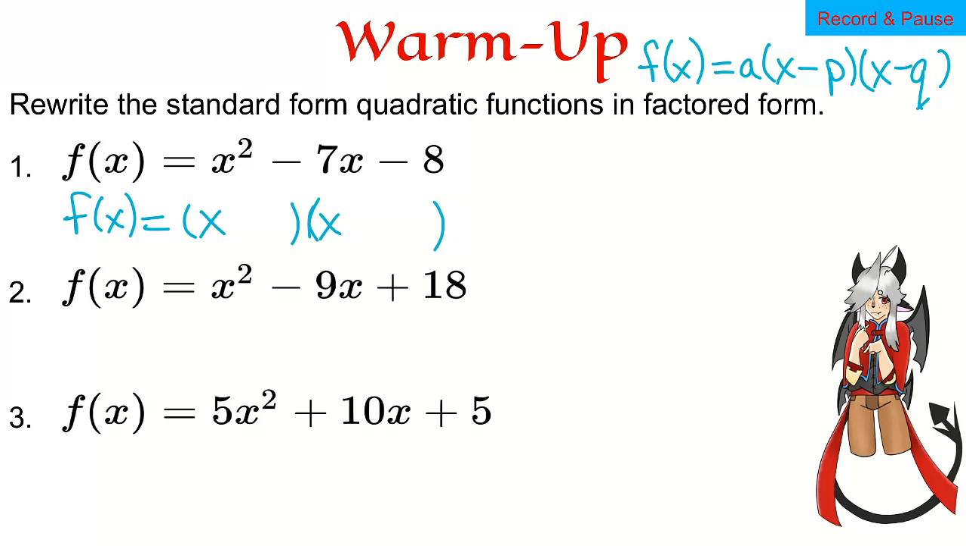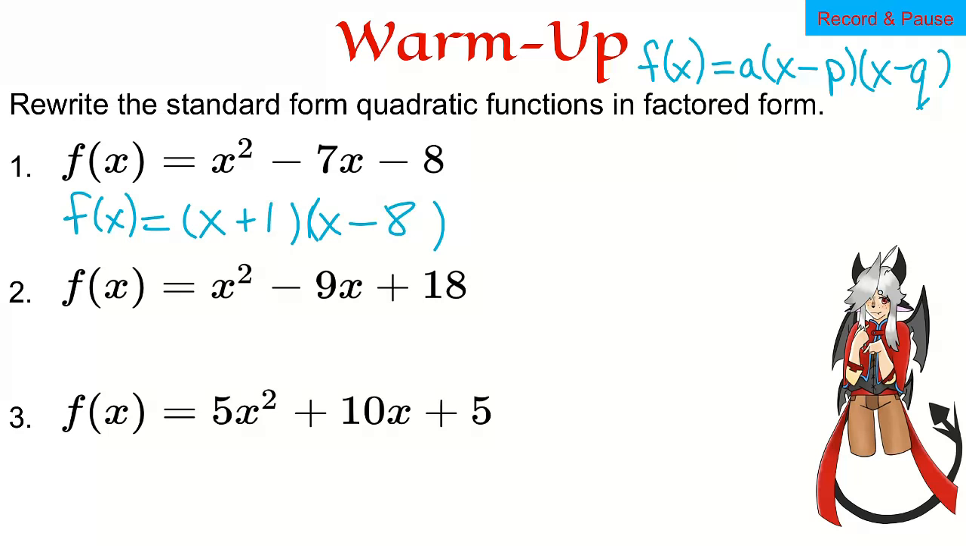Now, I look here, and this tells me that the product of these two things has to be negative. The only way that can happen is if one of them is positive and one of them is negative. Now, this times this has to equal negative 8, and this plus this has to equal the negative 7. So that's going to be a negative 8 and a positive 1.